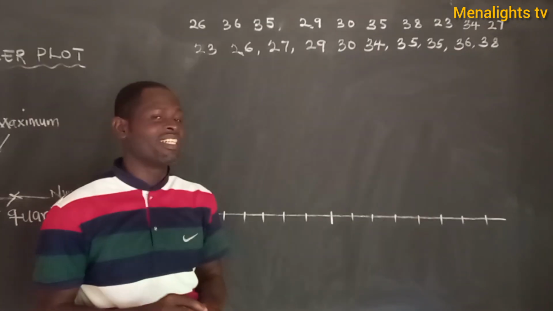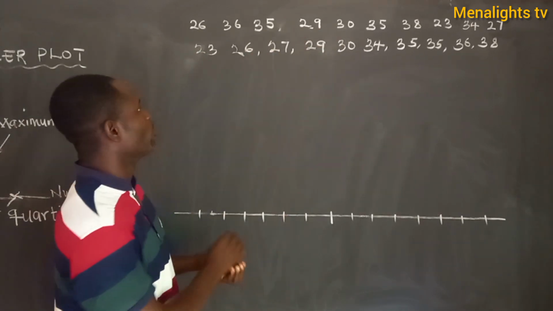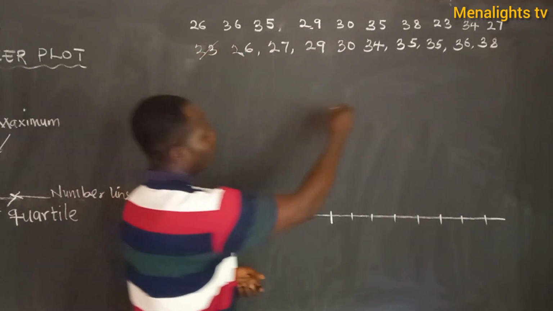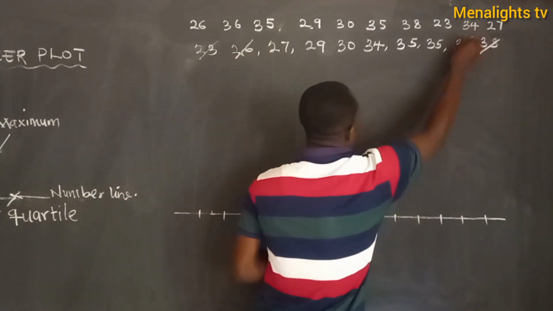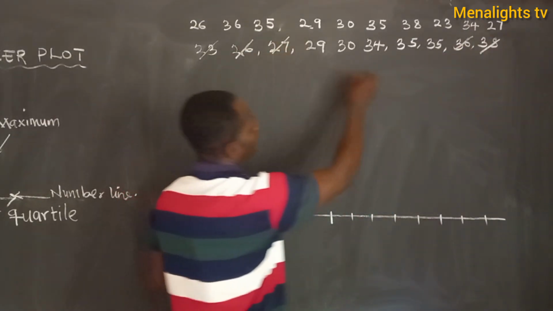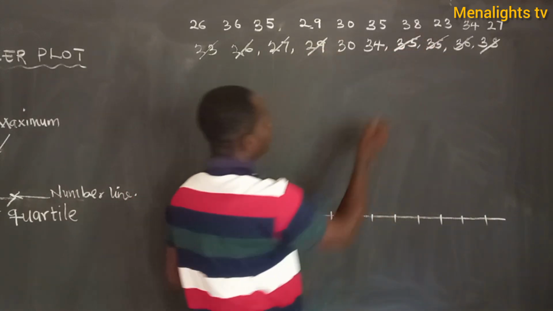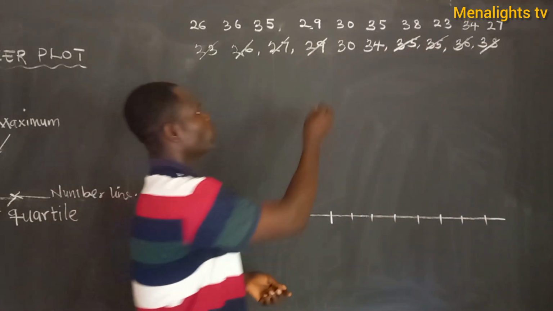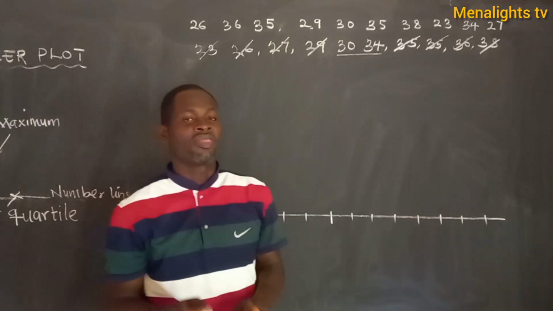Now for us to find the median, we need to cross out from each side. So you cancel from here, cancel here, cancel from here, we cancel from here too, we cancel from here, and cancel here too. So when you look at this, we have two numbers in the middle. That is 30 and then 34.